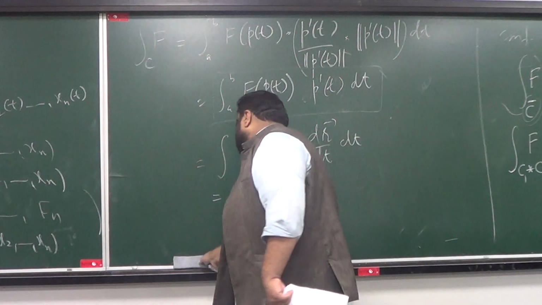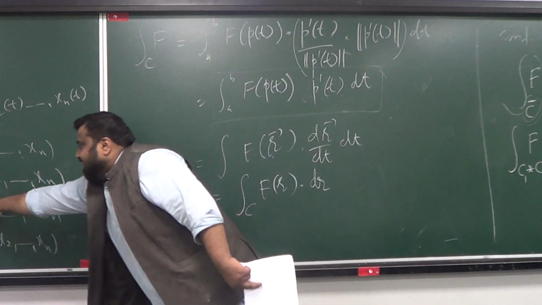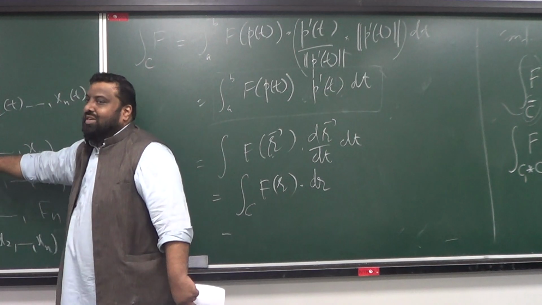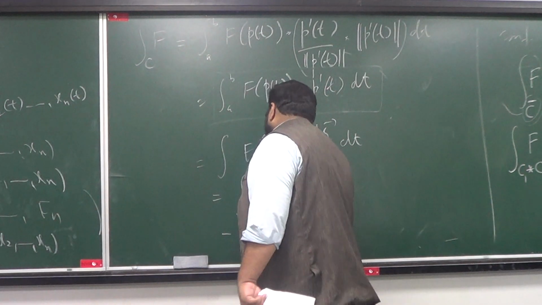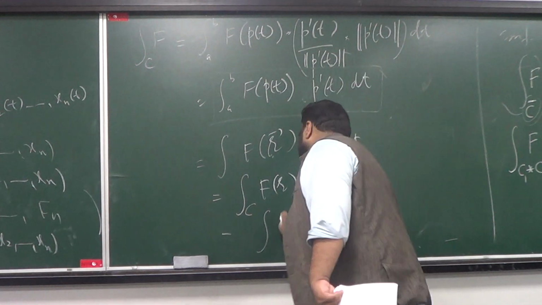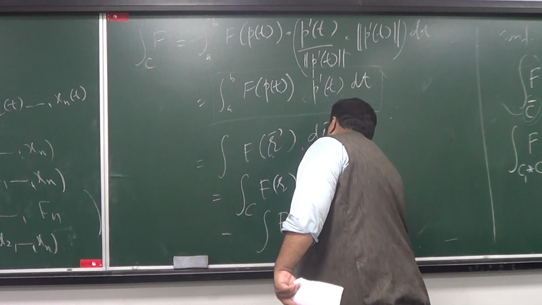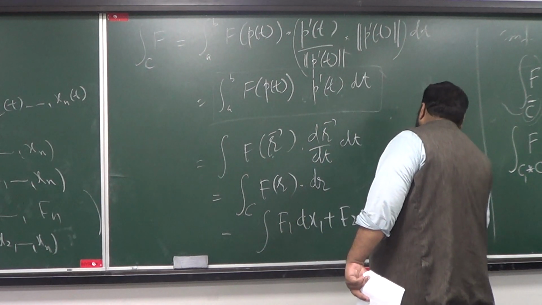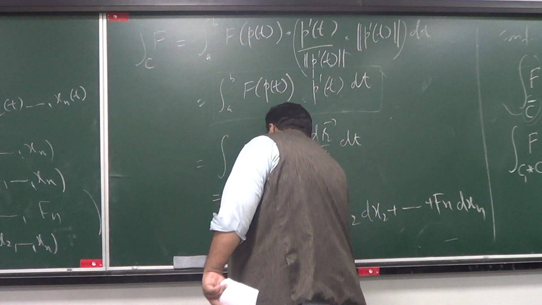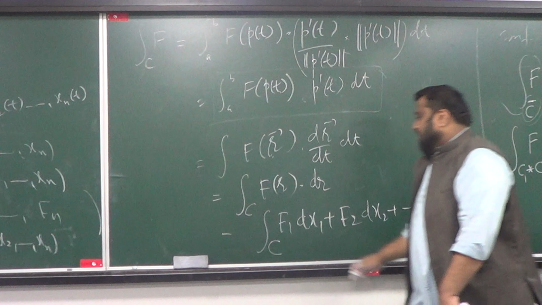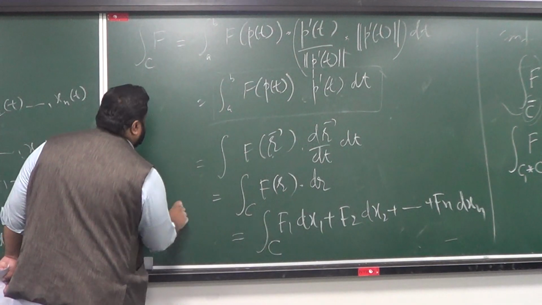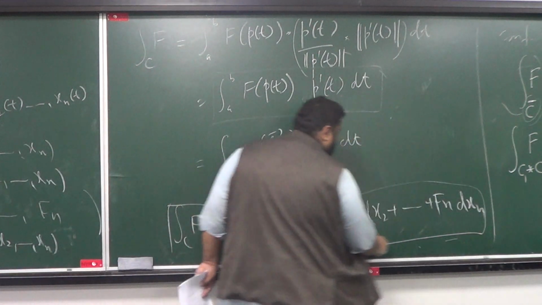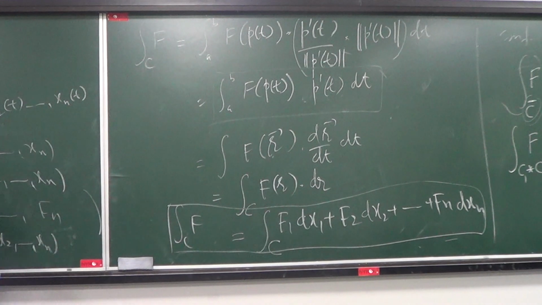And now f has how many components? f1, f2, fn. And dr is going to be like dx1, dx2, dxn, so you can write this as f1 dx1 plus f2 dx2 plus so on and so forth, plus fn dxn, and integrate this over the curve. So this last expression is the classical way to write the line integral but in rectangular coordinates.